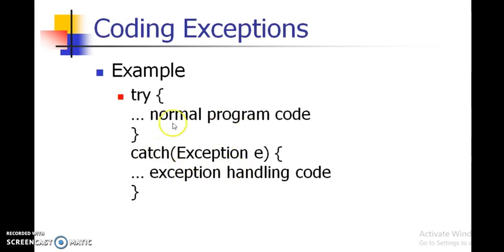So the flow of the program goes like this. If in the try block there is any exception raised, then automatically the control moves to the catch block, handles the exception in the catch block, and then continues with the normal execution of the program till the end.